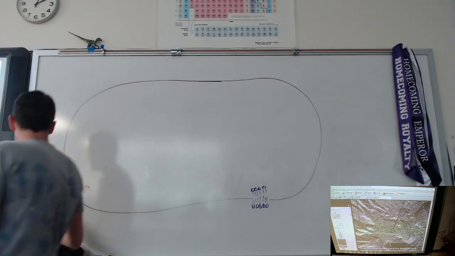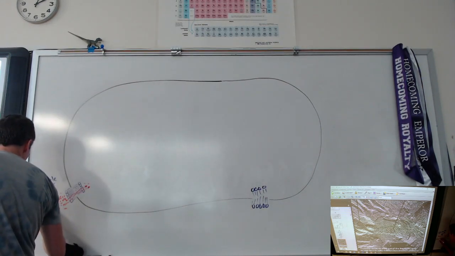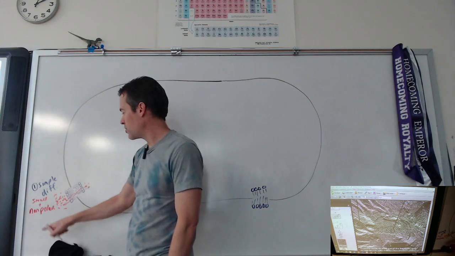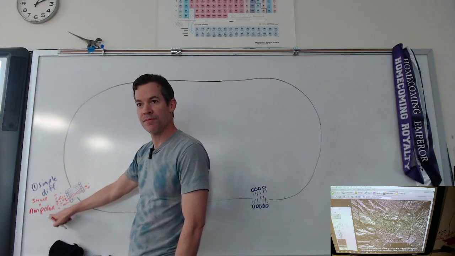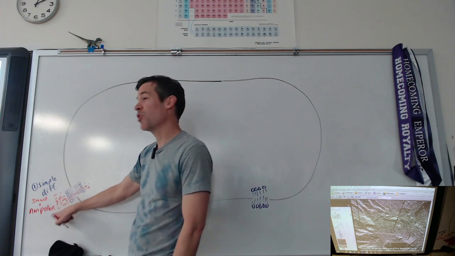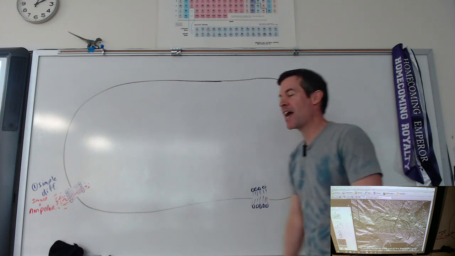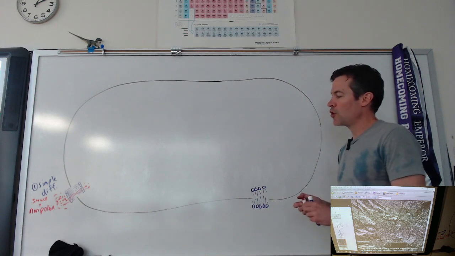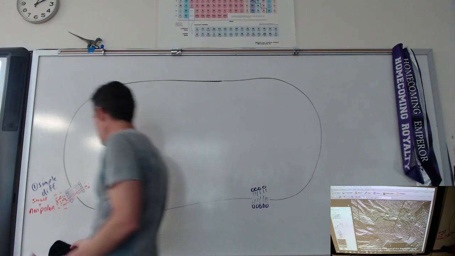So the smaller I am and the more non-polar. So if you can't quite read that in this corner, it just says small plus non-polar. The smaller I am and the more non-polar I am, the easier time I have of getting through the cell membrane. Okay, so Mr. Cotton, why does it work that way?